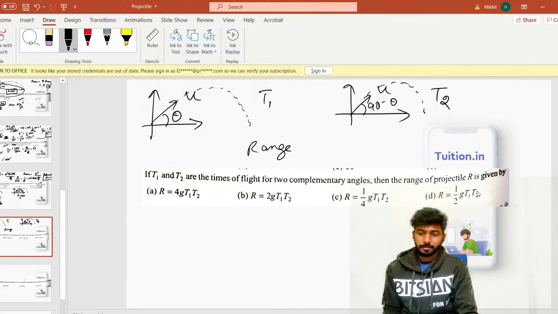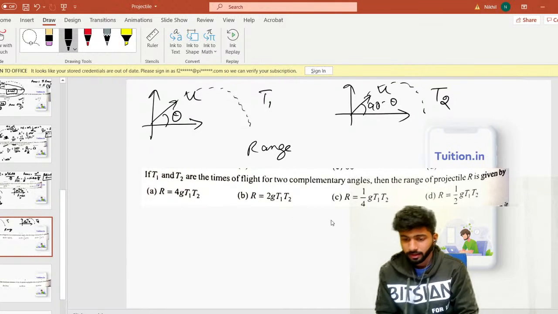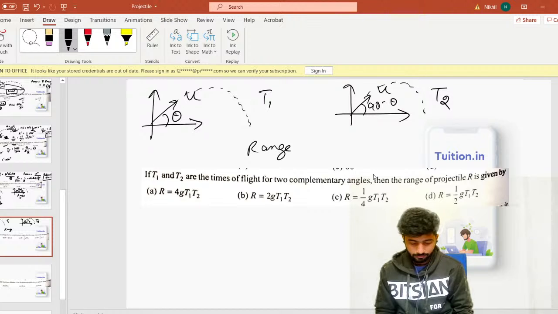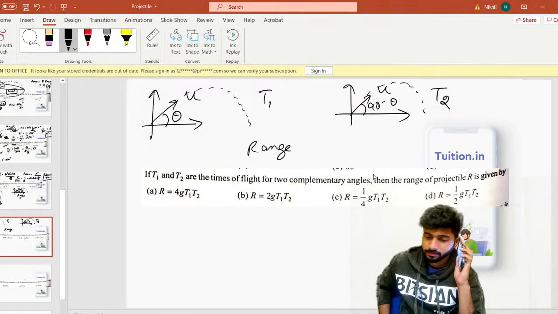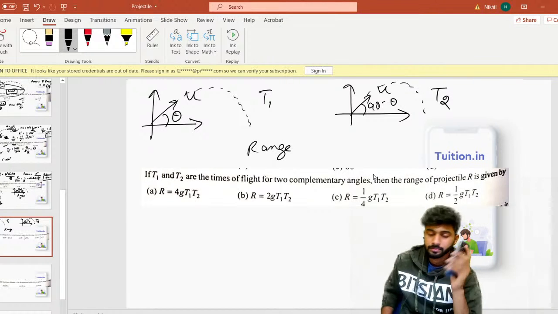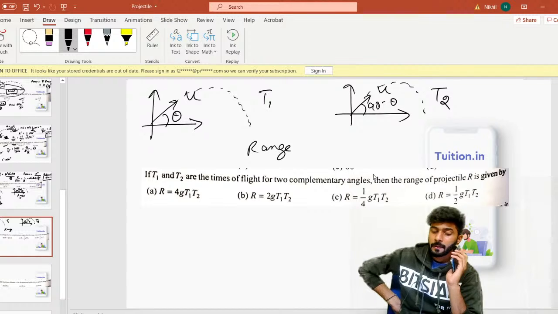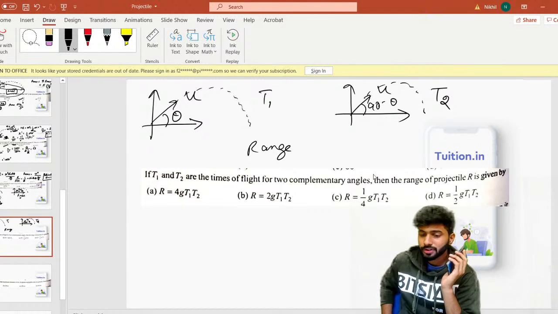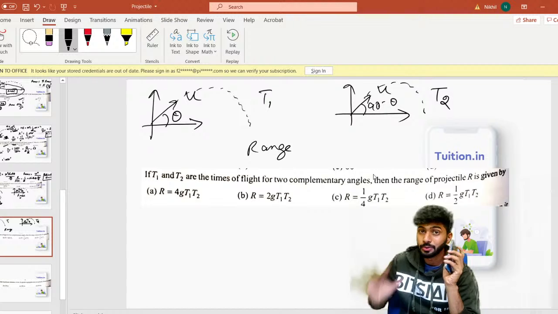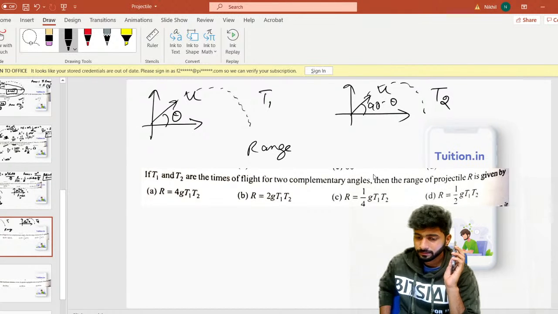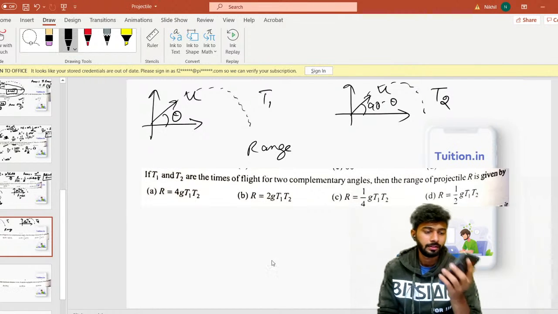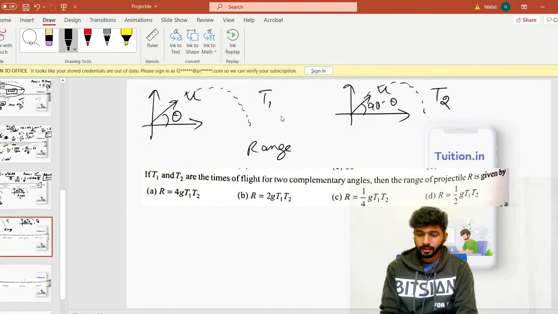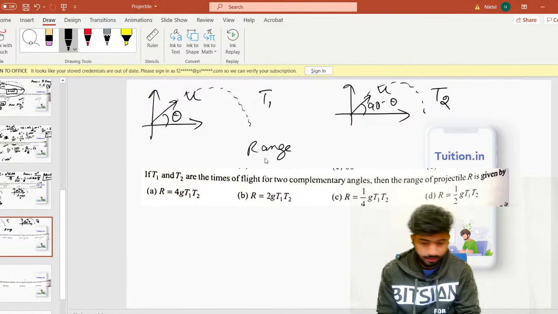Then the range of the projectile R is given by, yeah. How do you get the range in terms of this, right? The best hint is just use the formulas for time of flight, and from those formulas try getting range, if you can, using some trigonometry from maths. Right. So here it is. Okay. So what is the formula for time of flight? Let's see that.